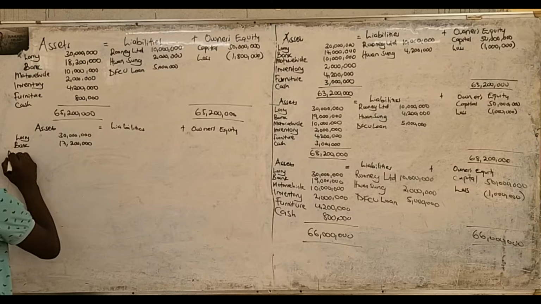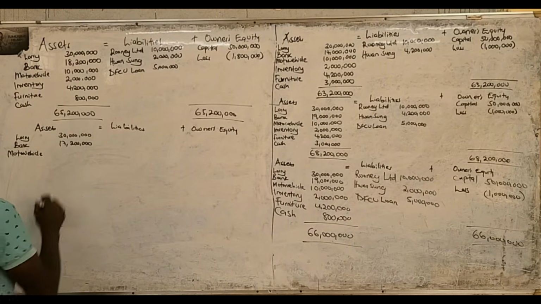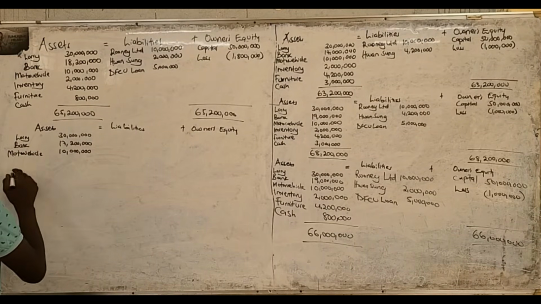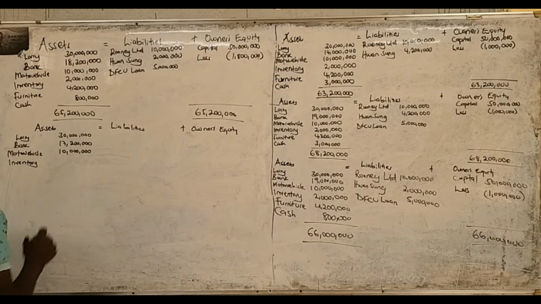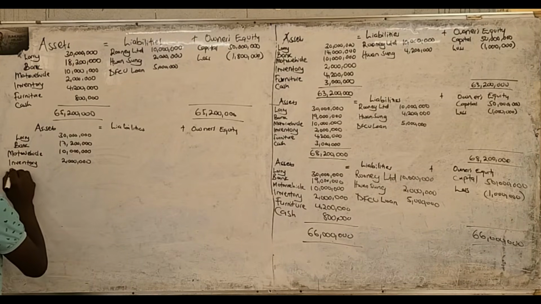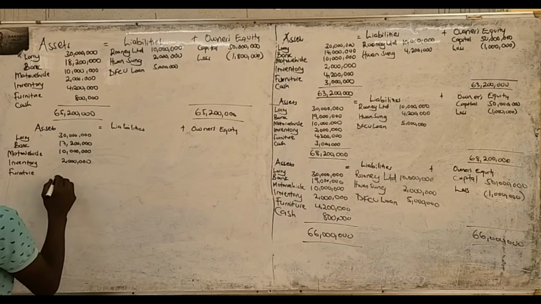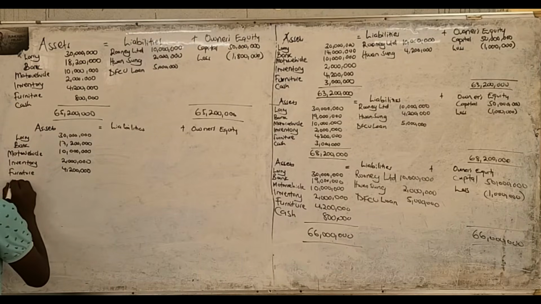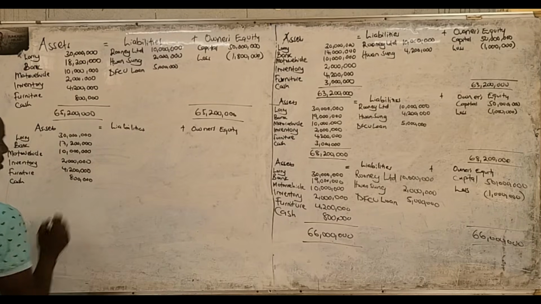And then we shall have our motor vehicle, which is 10 millions. Then we shall have our inventory, which is 2 millions. Then we shall have our furniture. Our furniture is 4 millions, 200,000. We shall have our cash, which is 800,000.